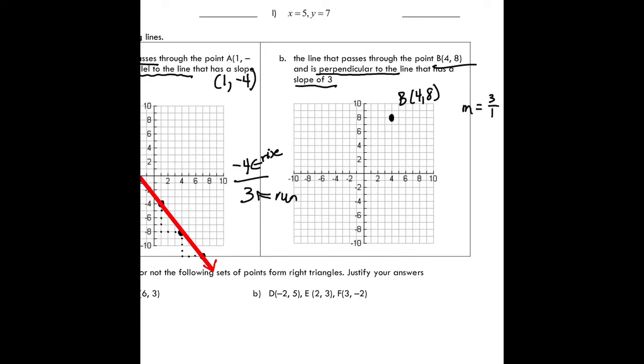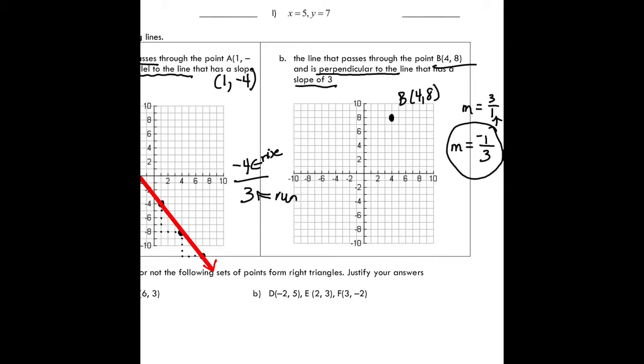Well, what do we know about perpendicular lines? What did we learn today? Perpendicular lines have slopes that are negative reciprocals. So we're going to flip it and multiply by -1. So the line I'm looking at, if it's going to be perpendicular to this other line, it must have a slope of -1 over 3.